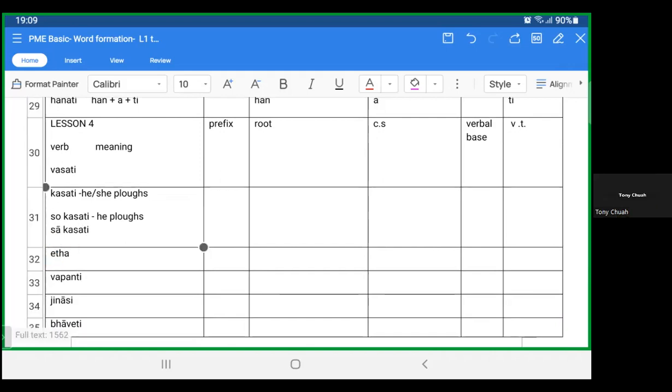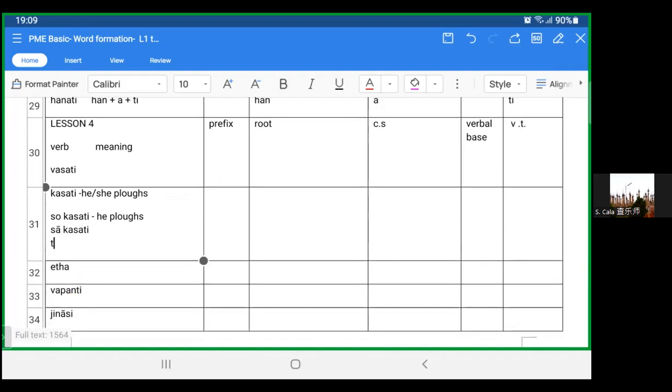The word kasati, this ti, is more general because it's only talking about third person singular, but it doesn't say male or female. But when you put so, it becomes very clear it's male. Yeah, it's a good question. Thank you.